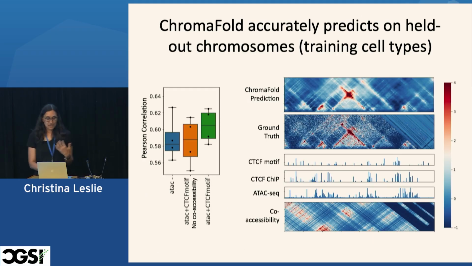So within the training cell types, it actually looks pretty good, right? So this is a held out chromosome. This is the ground truth. This is the ChromaFold prediction. And the co-accessibility matrix, motif track, and pseudobulk ATAC. The CTCF ChIP we don't use, but just for reference, okay? And you can even see that we can make predictions through these regions where there are all these mappability artifacts in the Hi-C. Okay, so looks reasonable. That's not a real task. What we really want to do is generalize to new cell types or even new genomes.